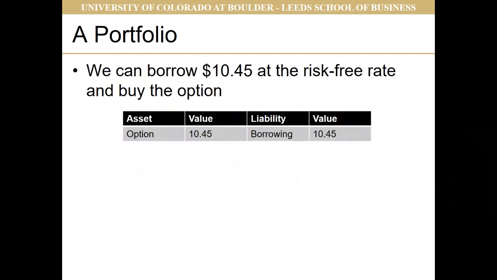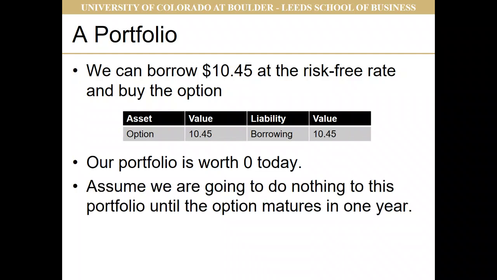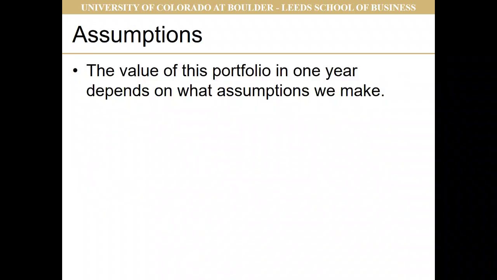Now, we could borrow $10.45 at the risk-free rate and buy the option. So we can represent this with the following assets and liabilities. We've bought the option, so that's an asset worth $10.45. We also have the liability, the borrowing of $10.45. We're going to assume we borrow that money for the entire year. So we'll do nothing, and we'll wait until the option matures.